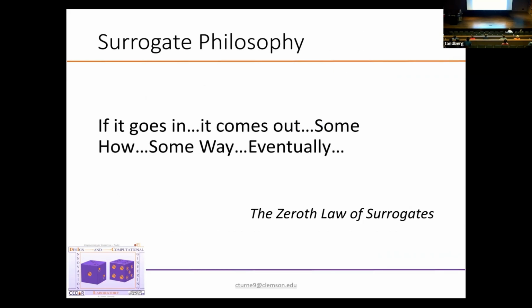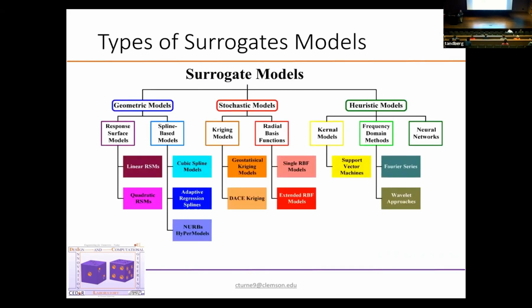So as a result of this work, I've developed a couple laws that I'm going to share with you about surrogate modeling. The zeroth law is simply: if it goes in, it comes out somehow, some way, eventually. There are lots of different model choices available to you as a surrogate modeler. Everything from simple curve fitting, which we've all done in the room, response surface modeling, to my specialty, using splines as opposed to polynomials as the basis for modeling, but also models like Kriging, radial basis functions, wavelets, support vector machines, neural networks, depending on the type of data and how we're trying to model it and what we want to do with it.